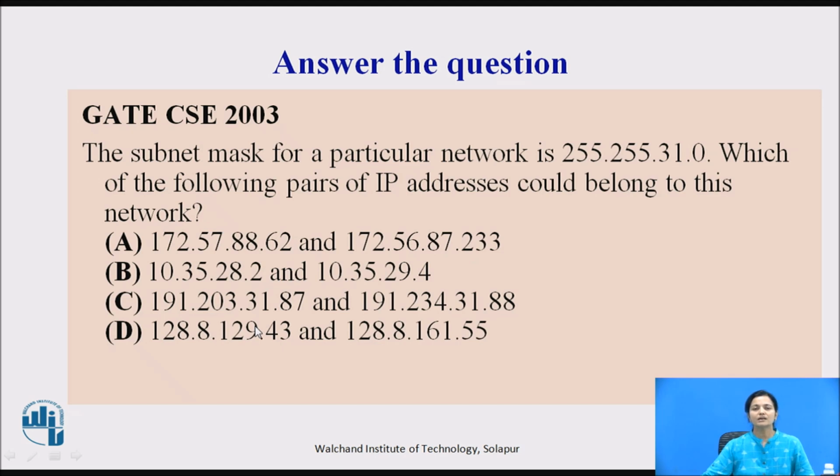Now, here is one more question we are going to address. We have seen that the subnet mask of the particular network is 255.255.31.0. It means if you want to enter into this network, then you have to go through this masking. Which of the following pairs of IP addresses could belong to this network?